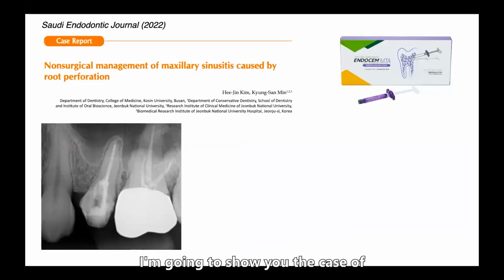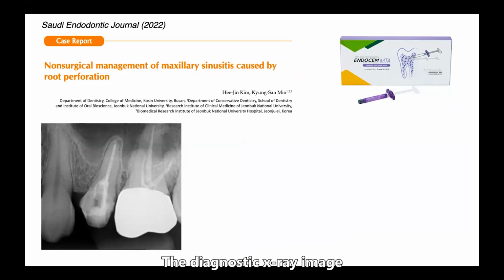I'm going to show you the case of how the premixed bioceramic material was used to repair the perforation. This case was published in an endodontic journal last year. A woman came to my clinic complaining of facial pain. She told me that the pain increased when she bent over or ran on the treadmill.